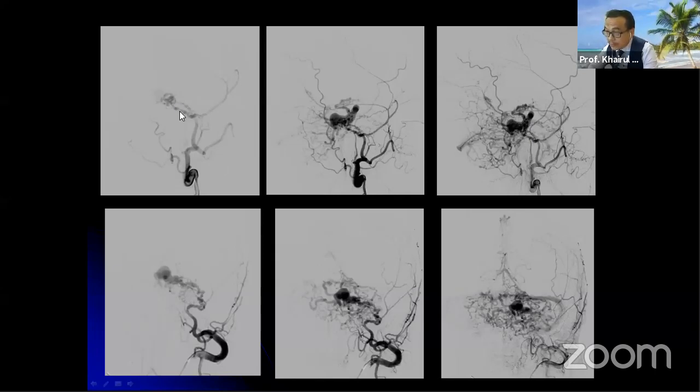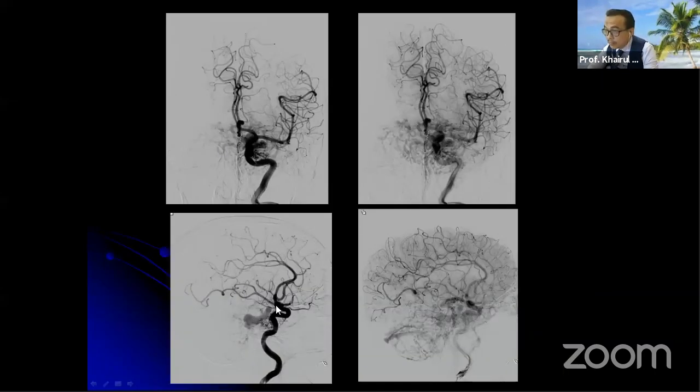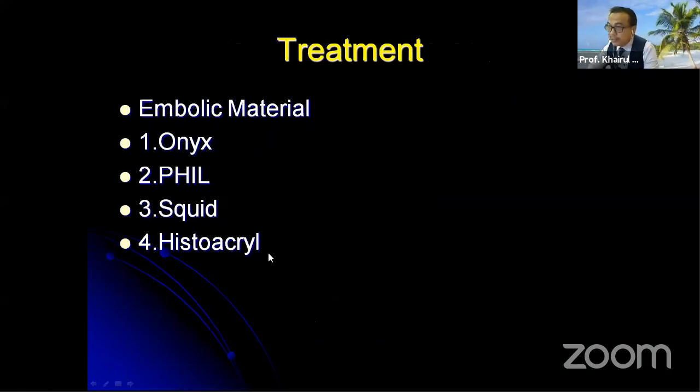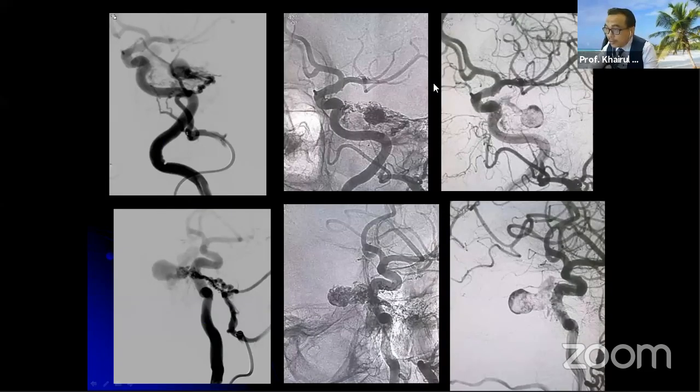Again, the principle is to occlude the fistula and also the base of the draining vein. This is maybe the treatment plan and the vascular combination. So this is the material that we can use. Again, you can see there's a lot of communication here. Because this is a fistula, you can see a lot of small branches. Actually, it's safe to also put the balloon here during injection. This is how much we inject.